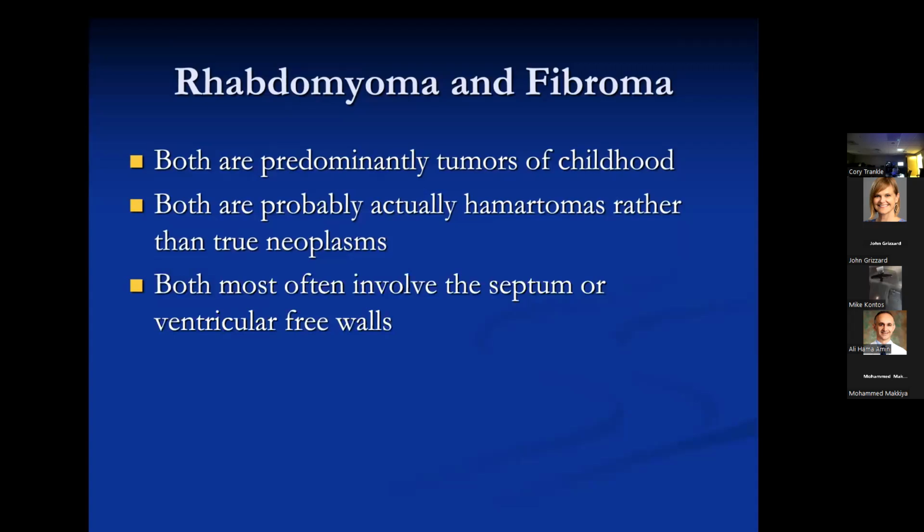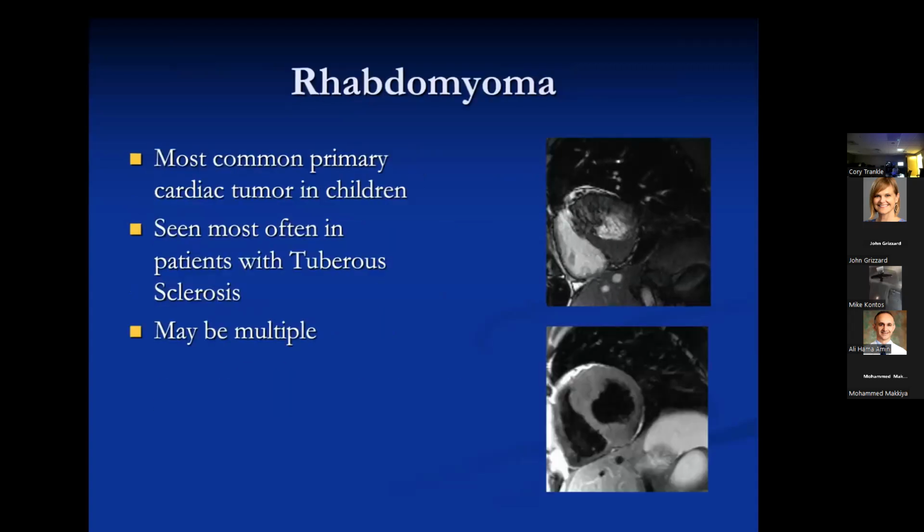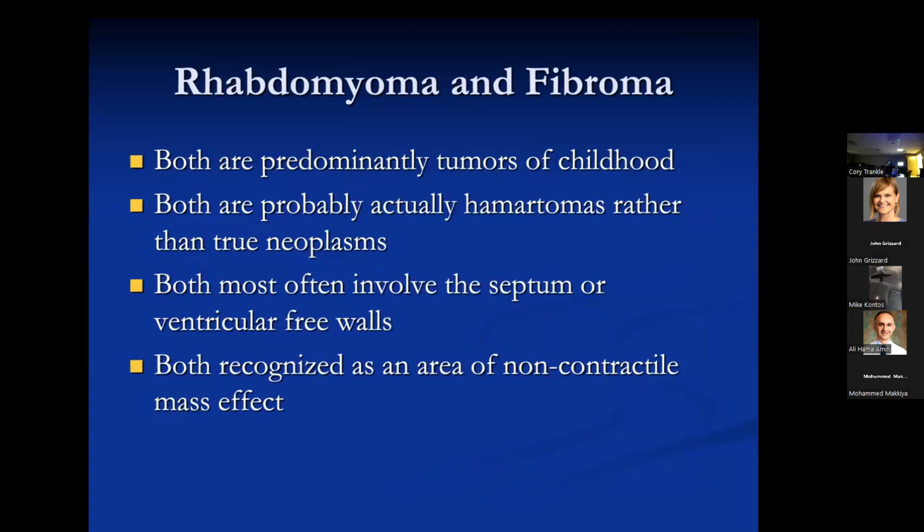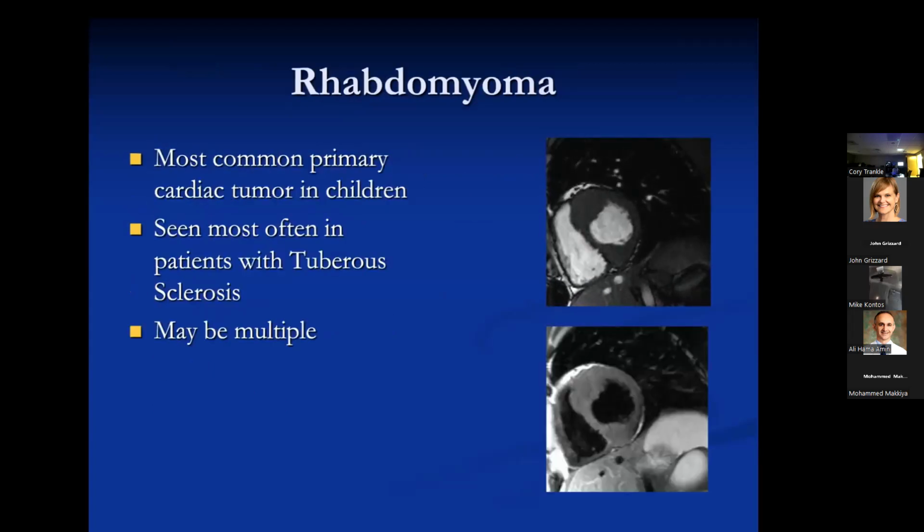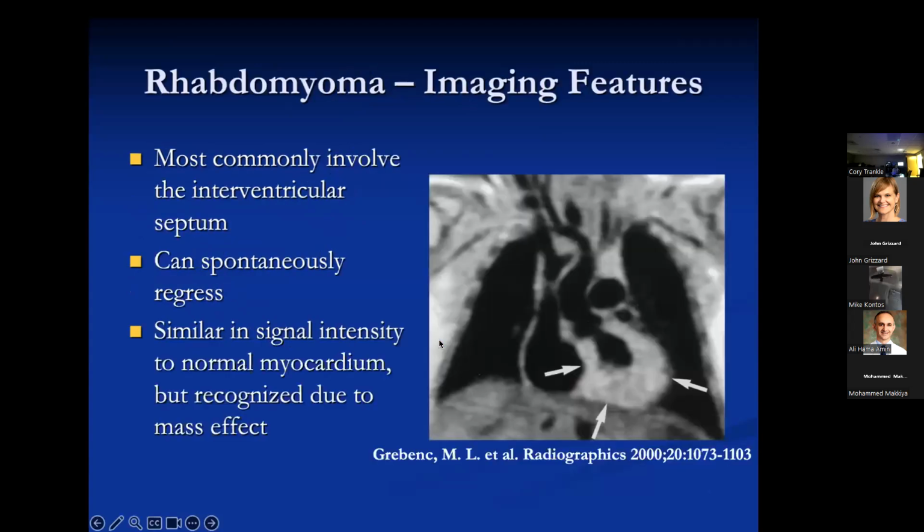And they most often involve the septum and ventricular free walls, and both are recognized because they don't contract, right? So they sit there as small areas of non-contractile myocardium. Rhabdomyomas are probably the most common, and they are seen more often in children with tuberous sclerosis. You notice here the multiple lesions, you see 2, which is fairly common. A lot of times they'll regress as childhood goes along. They may be more apparent in early childhood and regress as the children grow up.